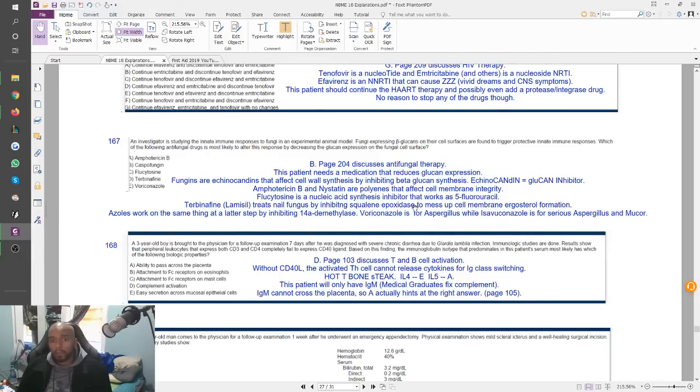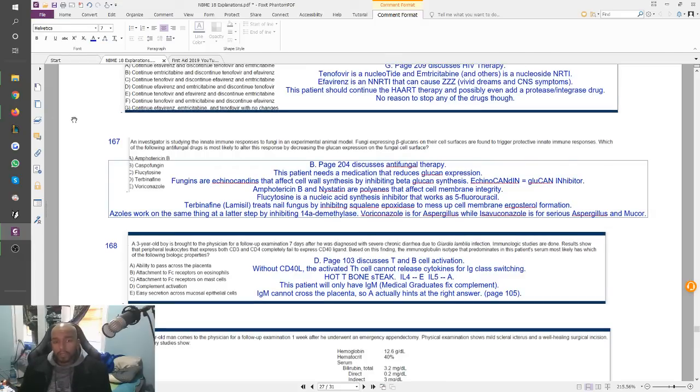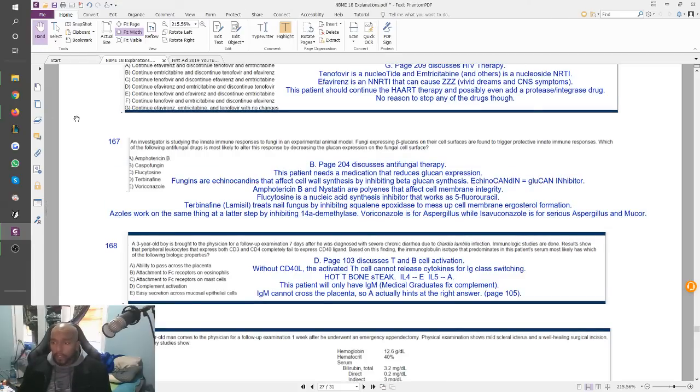It inhibits squalene epoxidase and messes up cell membrane ergosterol formation. All the azoles also work on the same thing, but at a later step by inhibiting 14-alpha demethylase, and stop the cell membrane ergosterol formation, basically. Voriconazole is for aspergillus, while isavuconazole is for serious aspergillus and mucor. There's a bunch of medications that are more specifically talked about in the pharmacology section, so you just, again, make cards, write it down, keep looking at it throughout your entire day, throw it away once you memorize it, and then you're done.